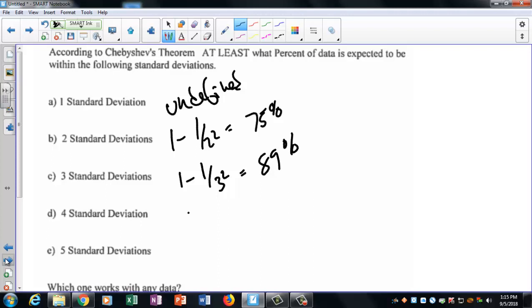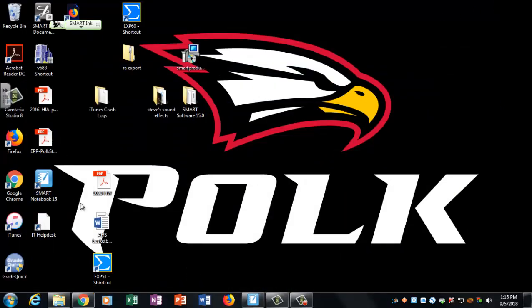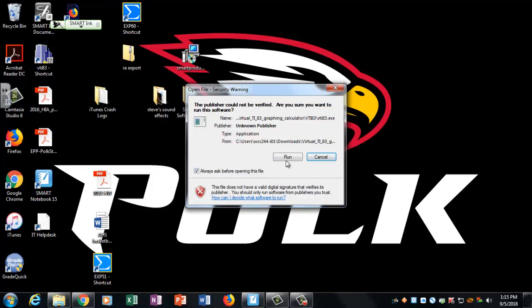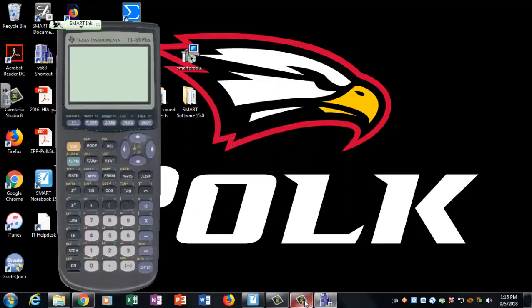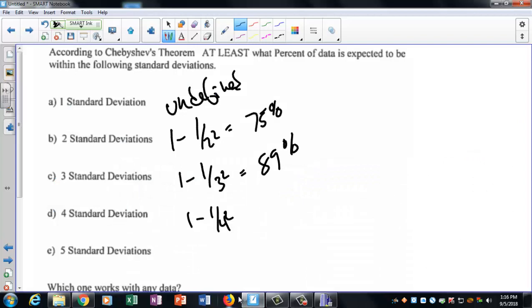For 4 standard deviations, you would do 1 minus 1 over 4 squared, and you get, I think it's 93.75%. We'll go to the calculator and verify that. It's 1 minus 1 over 4 squared. It is 93.75%.